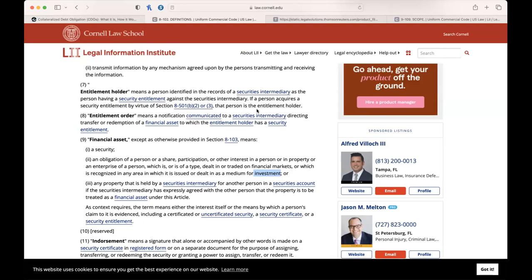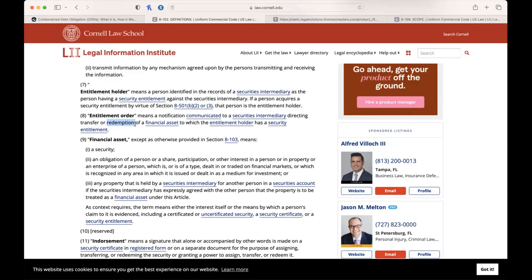All right, so you've got an entitlement order, and this is where I know a lot of you are saying, like you said, make a claim. How do we make that claim? So this part is for you. An entitlement order means a notification communicated to a securities intermediary directing transfer or redemption. Beautiful word. It could either be transfer, but I like redemption.